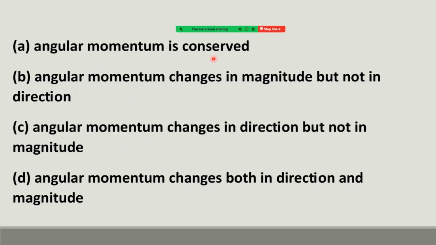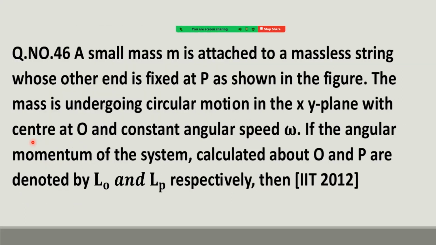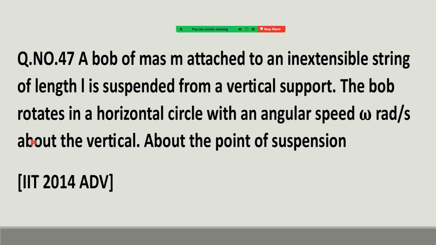Angular momentum is conserved. Just now we have seen the L bar vector is rotating. Its modulus value is not changing, the direction is changing. So the first option is not correct. Second, angular momentum changes in magnitude. That is wrong. It changes in direction but not in magnitude. Yes, option C is the correct one. And option 4, changes both in direction and magnitude, is not correct. So the only correct one is C. It means the same question was asked two times, right? One in 2012 and the second time in 14. Same question.